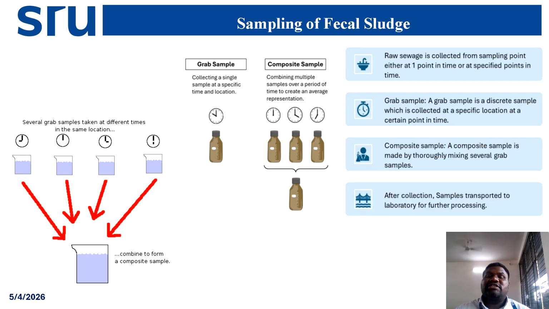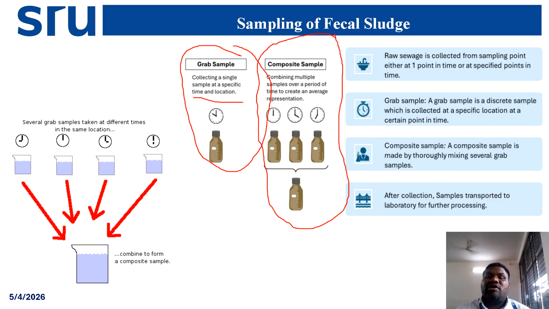So how to collect samples of fecal sludge? How to collect? There are two techniques. One is the grab sampling technique. Another is composite sampling. Collecting a single sample at a specific time and location is called a grab sample. What is a composite sample? Combining multiple samples over a period of time to create an average representation.